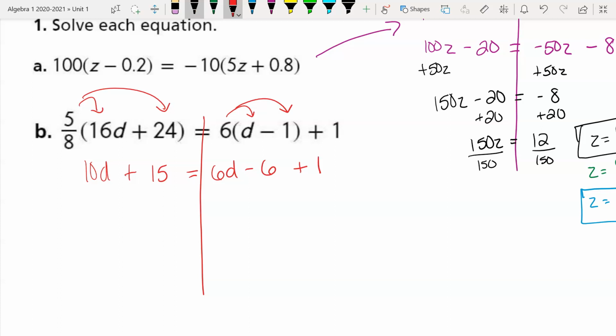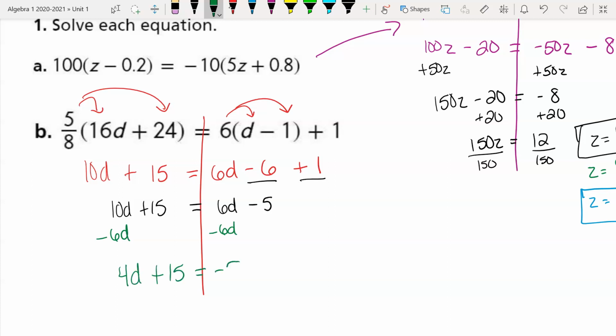All right, so now I need to combine like terms if I can. On this right-hand side, I can combine these two. So I get 6d minus 5, and now we're going to move everything to one side. So I'm going to subtract 6d. I get 4d plus 15 equals negative 5.